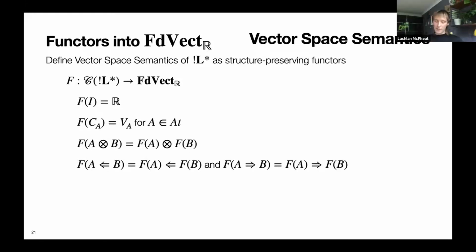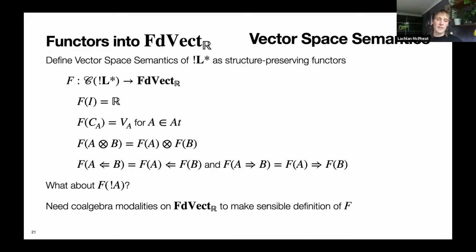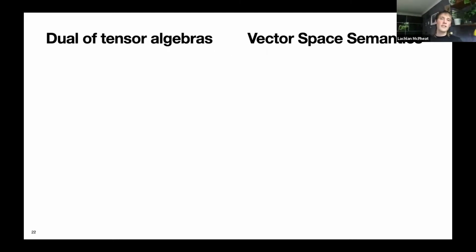But then we get to this frustrating interpretation of modal objects, because as far as I know, there's no obvious coalgebra modality on FDVect. So where do we send modal objects? In order to make any sort of sense of this, we start defining coalgebra modalities on FDVect to make a sensible definition of such a functor. And we have a few candidates. The first one has more theoretical implications. We'll refer to it as duals of tensor algebras.